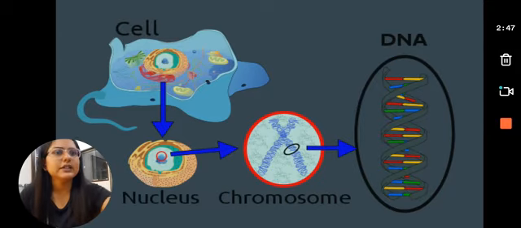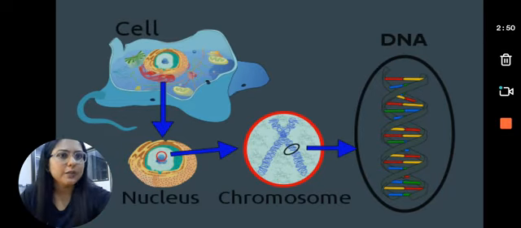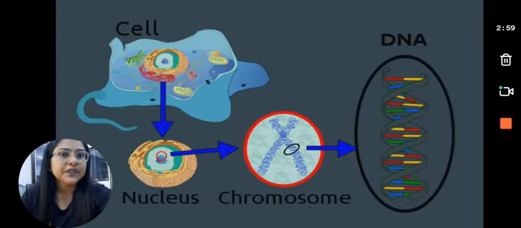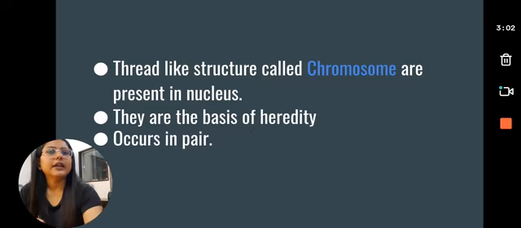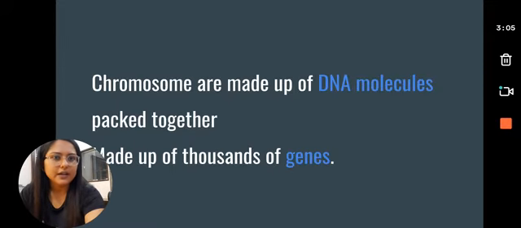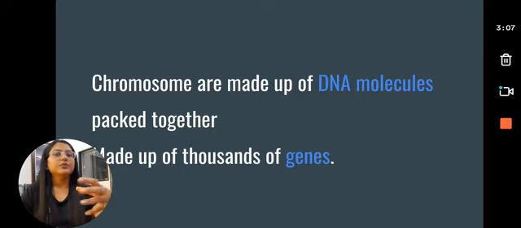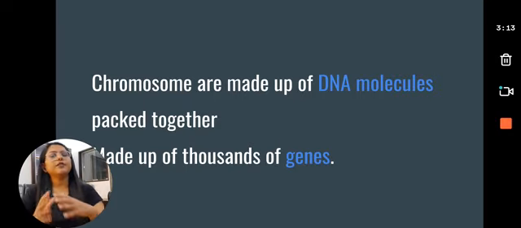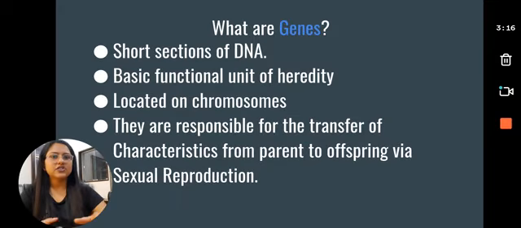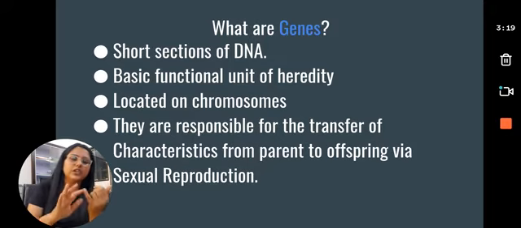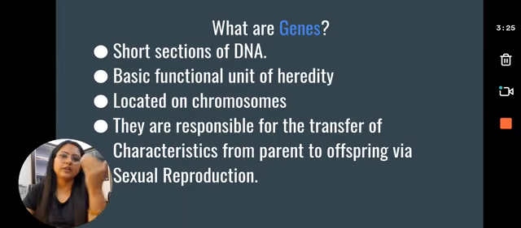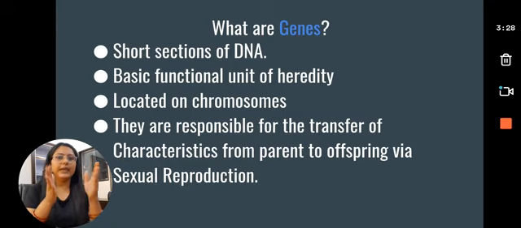The answer to this question is the chromosomes, which are made up of DNA, and inside this DNA the basic unit of heredity is present, and we call it genes, right? So chromosomes are the basis of heredity, and they always occur in pairs. The chromosomes are made up of DNA molecules packed together, as we have seen in the diagram, and these chromosomes are made up of thousands of genes. And what are these genes? They are short sections of DNA, and the gene is the basic functional unit of heredity, responsible for the transfer of characteristics from parents to their offspring.